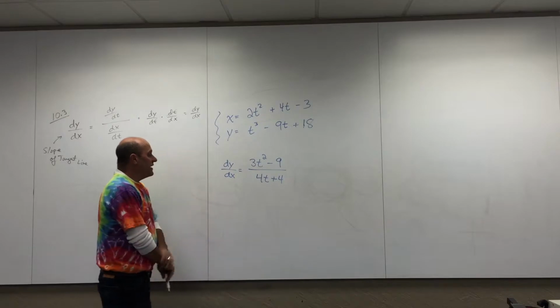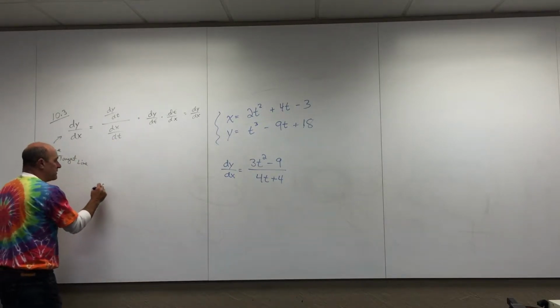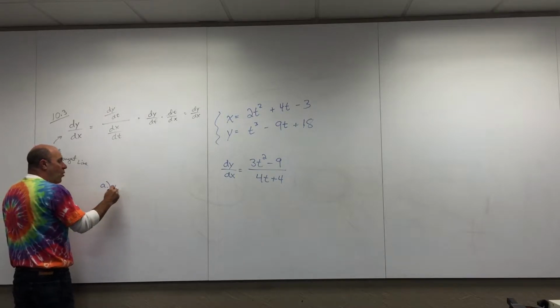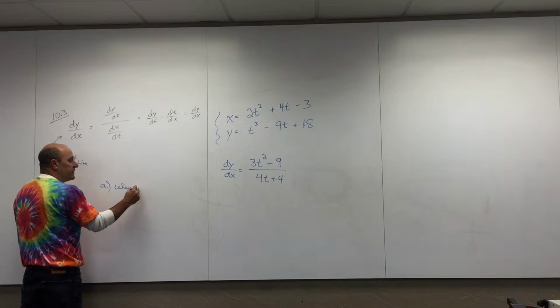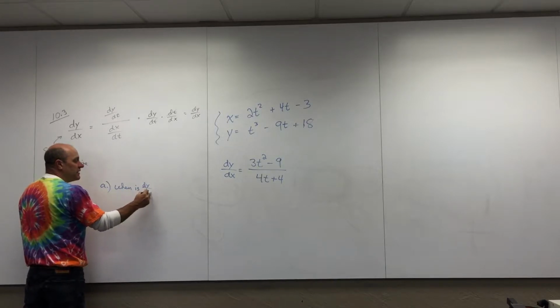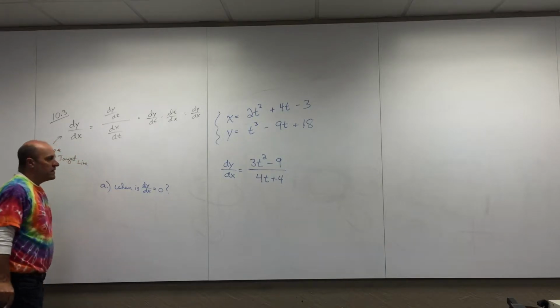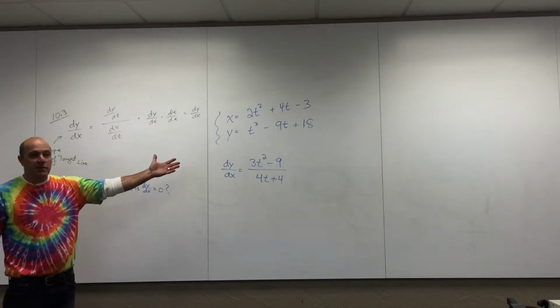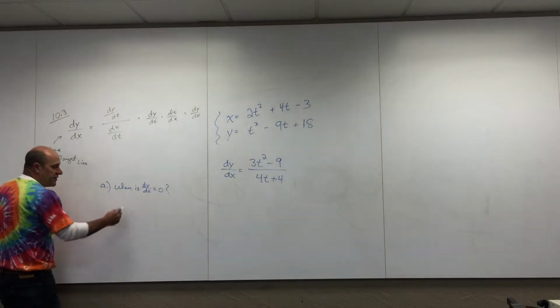Okay, that's cool. Now, I got some questions for you. Here we go. Part A. When is dy dx equal to 0? When the numerator is 0. So when is the derivative 0, right? Is that what I'm asking? Mm-hmm. And so she said when the numerator is 0, that won't be too hard.